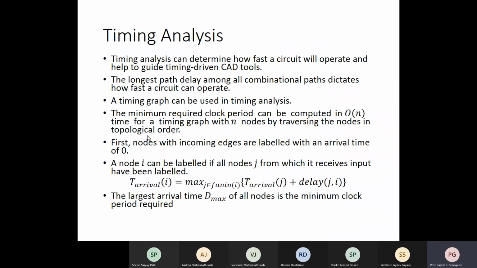So once we have the routing, we can estimate the delay. And this delay can also be used as one of the objectives. We want to minimize the delays, so it can also be used when we go for the routing.